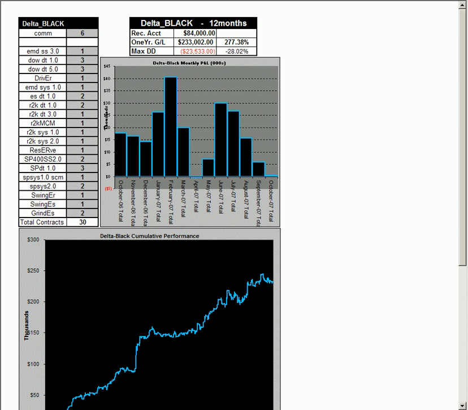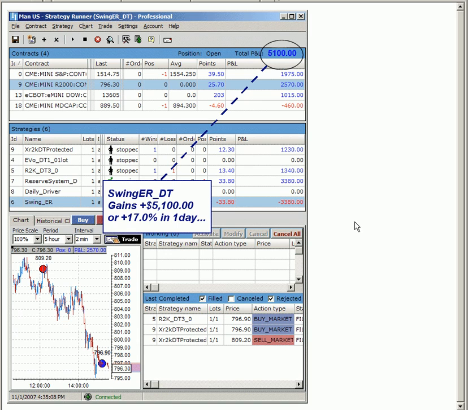Let's look first at the Swinger DT portfolio. It had a banner day yesterday. This is one of our flagship portfolios. It's only a $30,000 portfolio, and it's aggressive. It made $5,100 yesterday, so this was yesterday's close, a 17% gain in a day, which is pretty impressive.